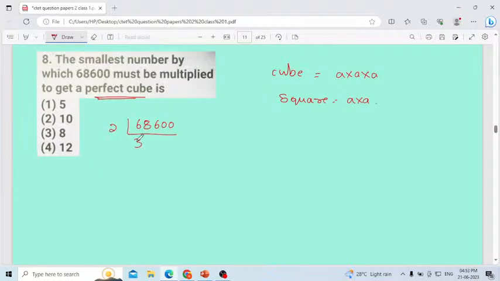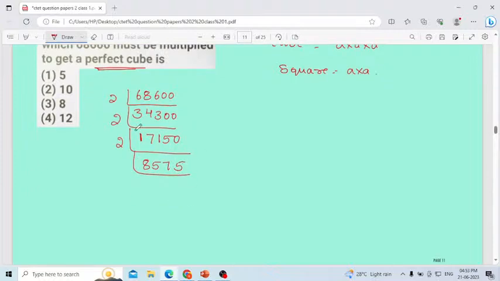2 3s are 6, 2 4s are 8, then again 2 3s are 6, 0 0. Again consider 2 only. 2 1s are 2, 2 7s are 14, 2 5 0. Then again 2, 2 8s are 16, 2 5s are 10, 2 7s are 14, 2 5s are. Now consider 5 because the number is ending with 5. Even 10, always consider the smaller number, it will be easy. Then 5 ones are 5, 5 sevens are 35, 5 ones are 5, then 25, 5 fives are 25.